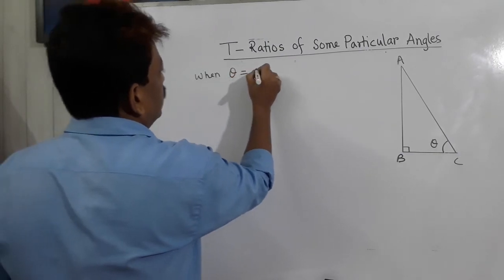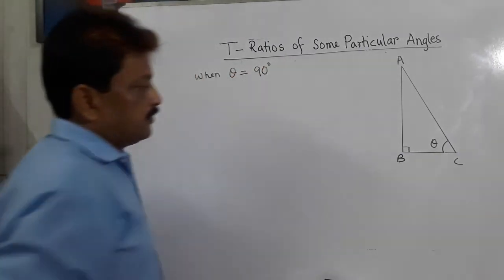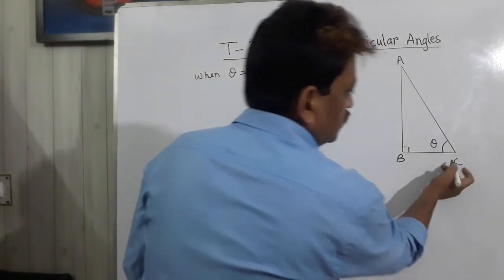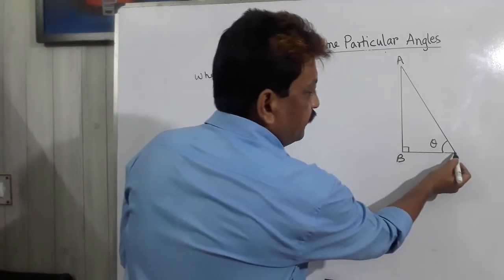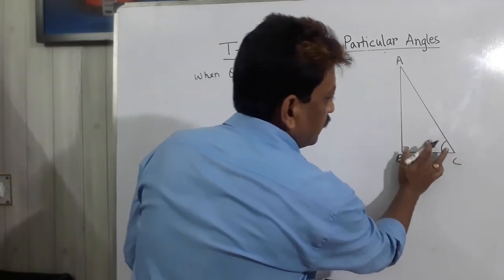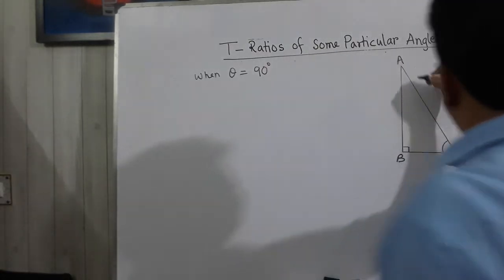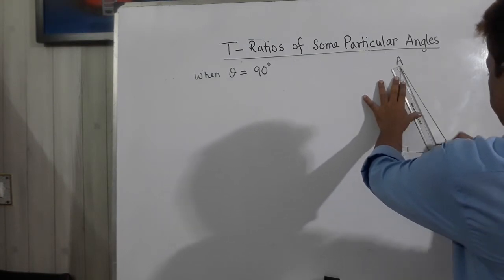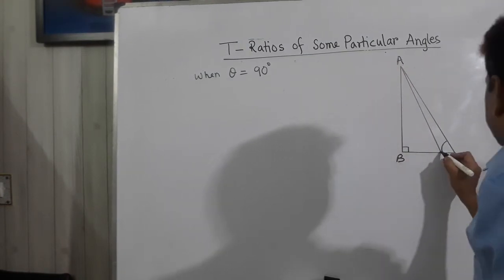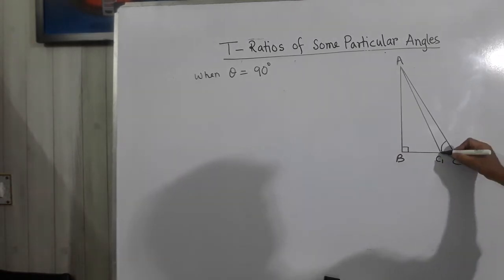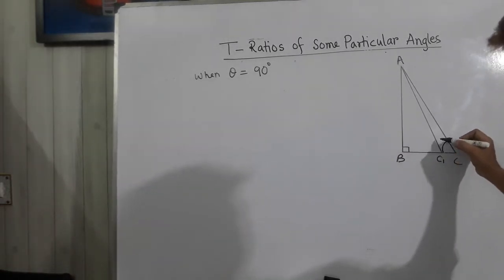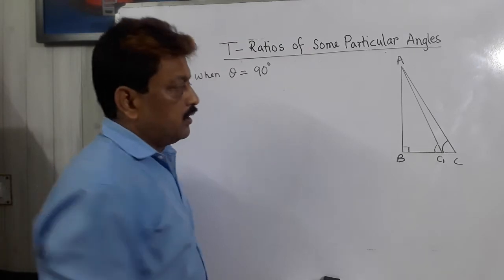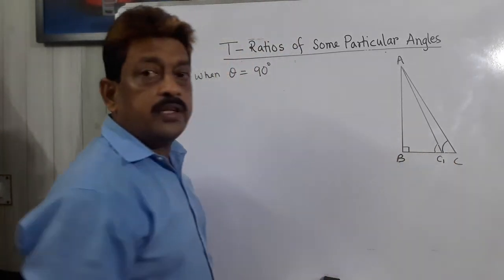So what will happen when theta becomes 90 degree? Just see this. Let us consider this point C. If C moves towards B, then slowly the value of this angle will increase. Suppose C moves towards B and comes here. C is now here, C1. So you can see from the figure that this angle is increased. Okay, the angle AC1B is increased, that is theta is increasing.